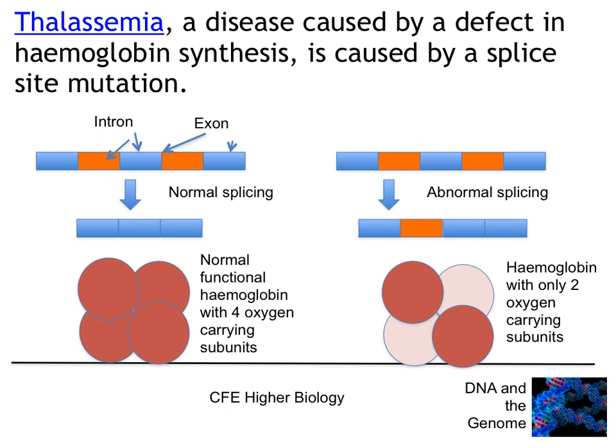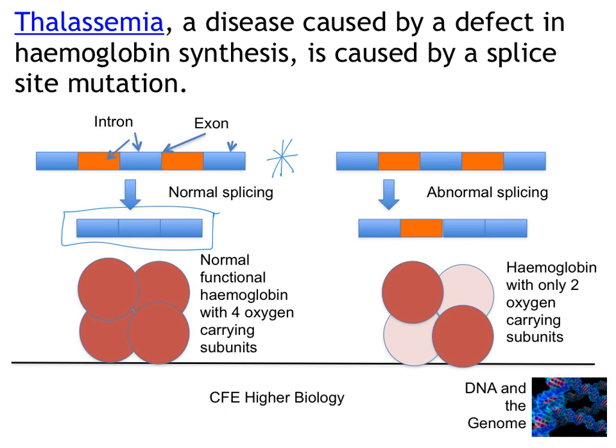To have a wee look at what I'm talking about here, there is an example of a disease called thalassemia. You can always look that up. It's caused by a defect in haemoglobin synthesis, and it's caused by a splice site mutation. What happens is, you'll see over here we've got normal splicing, and the introns are spliced out nicely, and you end up with a mature transcript, and you get a normal haemoglobin molecule that's formed.